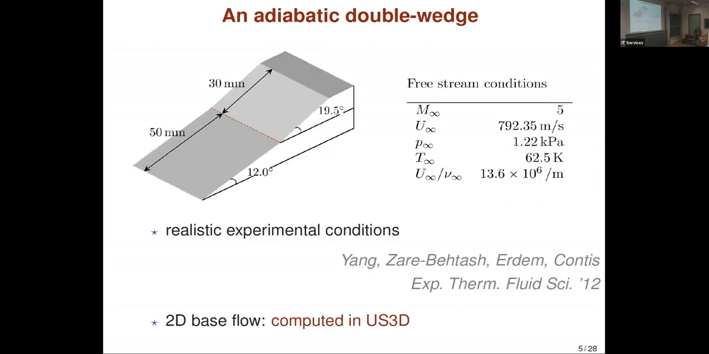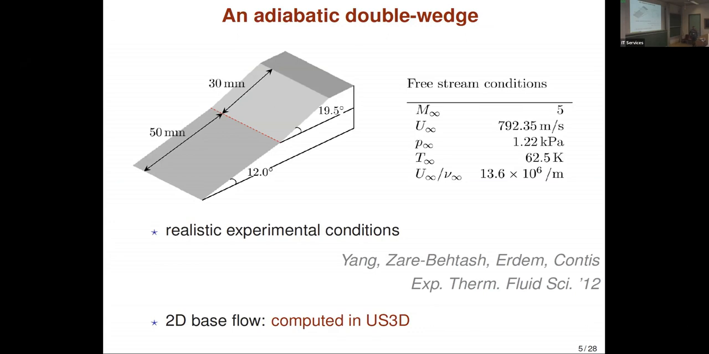The setup that we are going to consider is an adiabatic double wedge with realistic conditions that were used in this experimental study. Numbers are given here. Free stream Mach number is 5 and free stream Reynolds number is roughly 200,000. The very first thing that you should do in pretty much any flow configuration is to determine the base flow, the laminar flow, the steady state solution of, in this case, the compressible Navier-Stokes equations.